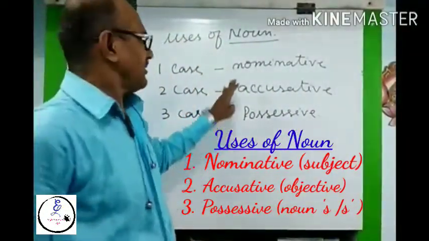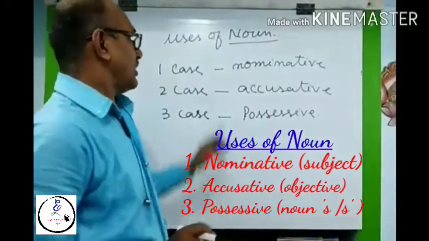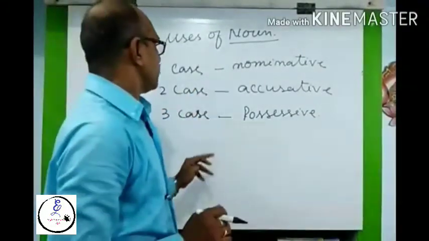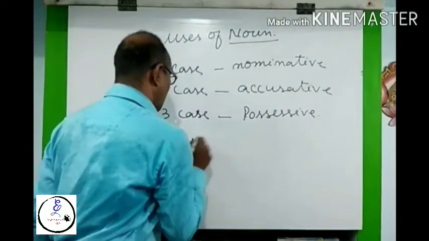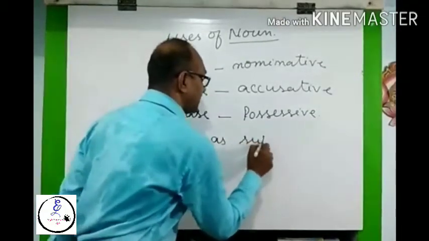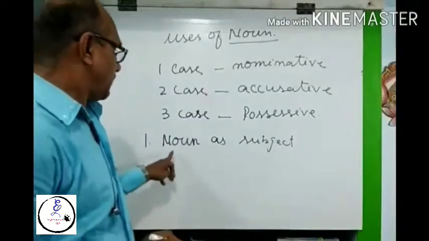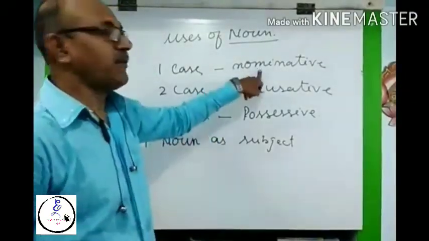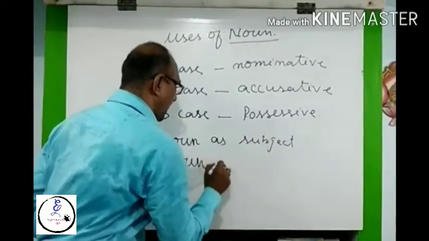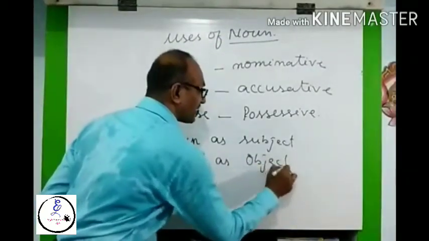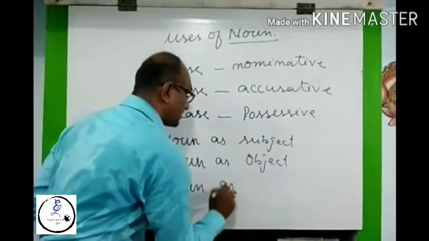It is very simple to understand, but here are some grammatical terms like nominative, accusative, and possessive. The nominative is when the noun is a subject in the sentence. This is case 1. When a noun is used as a subject, that is called nominative. The second case is a noun as object. And the third case is nouns as possessive.